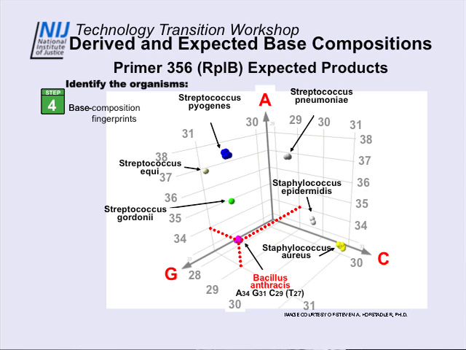It doesn't necessarily mean that this organism is Bacillus anthracis. It means that this region is consistent with Bacillus anthracis. But importantly, it tells us what it's not. It tells us this base composition we've measured is inconsistent with this organism and this organism and this organism and many, many other hundreds of organisms.